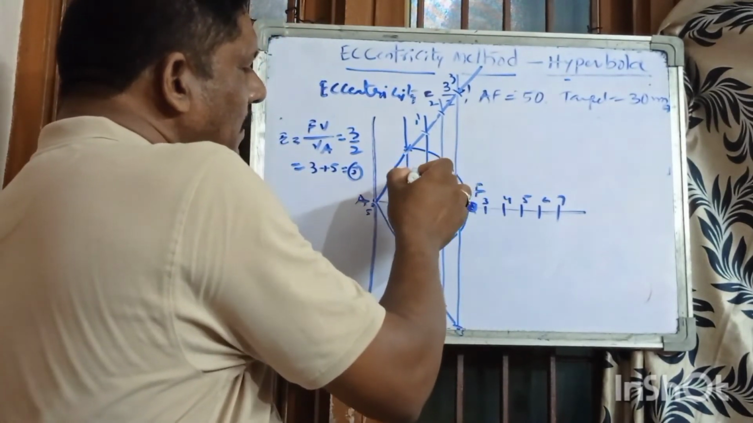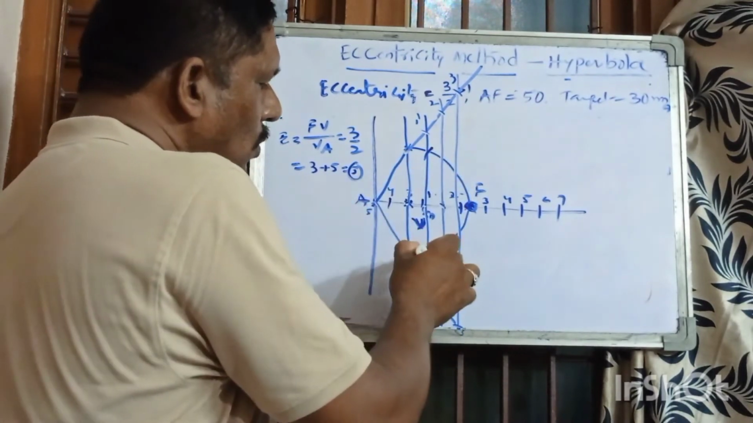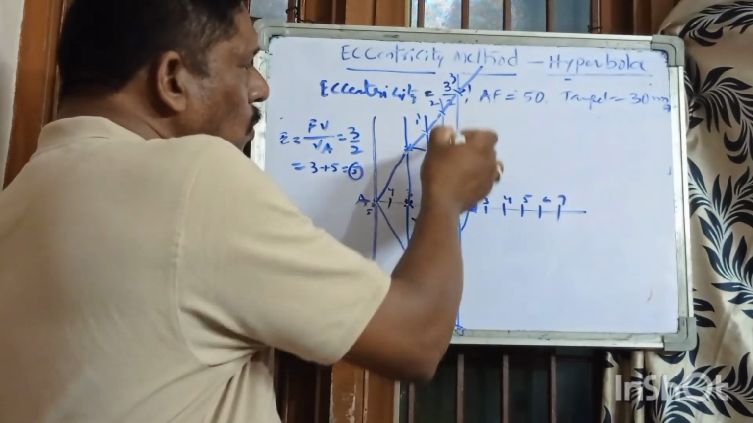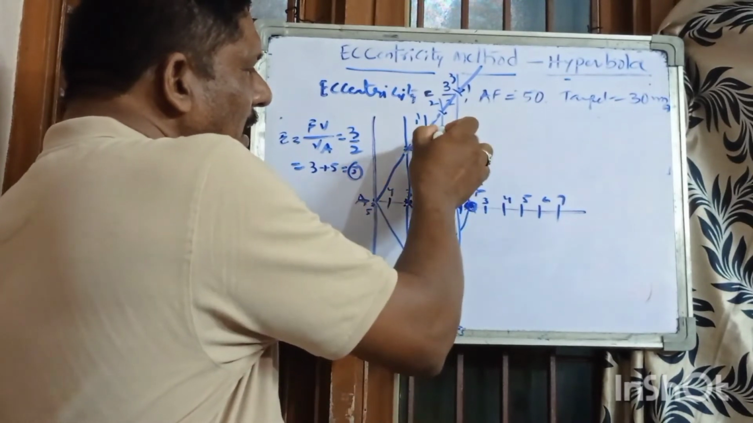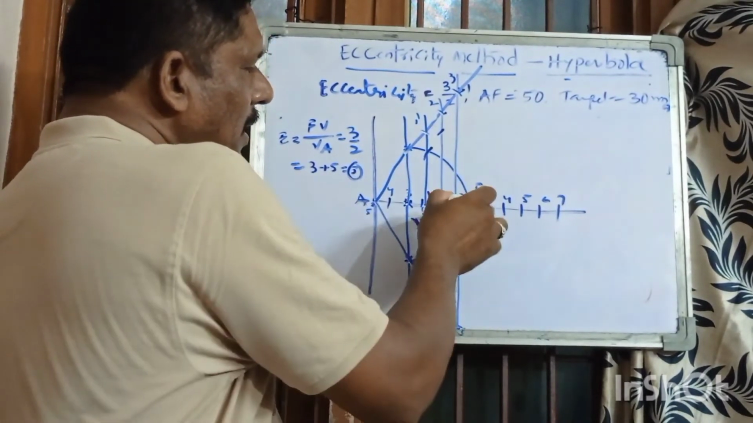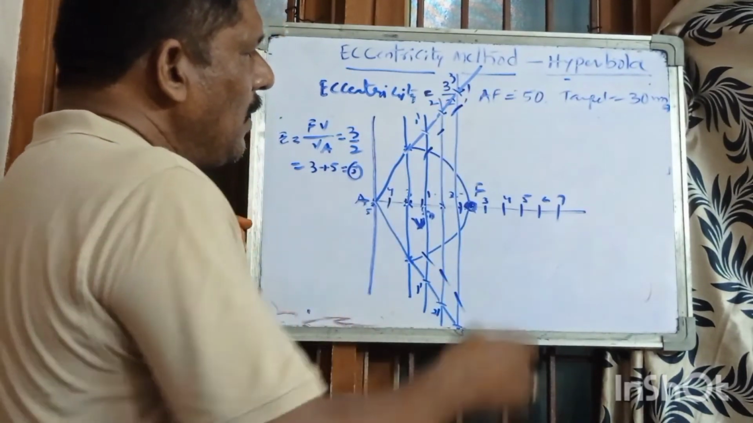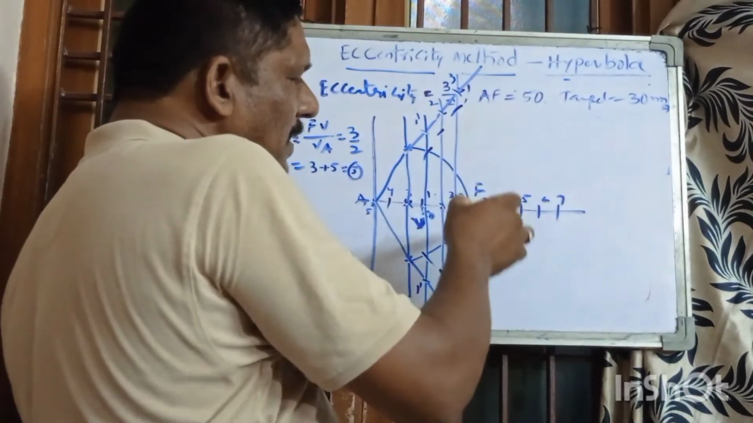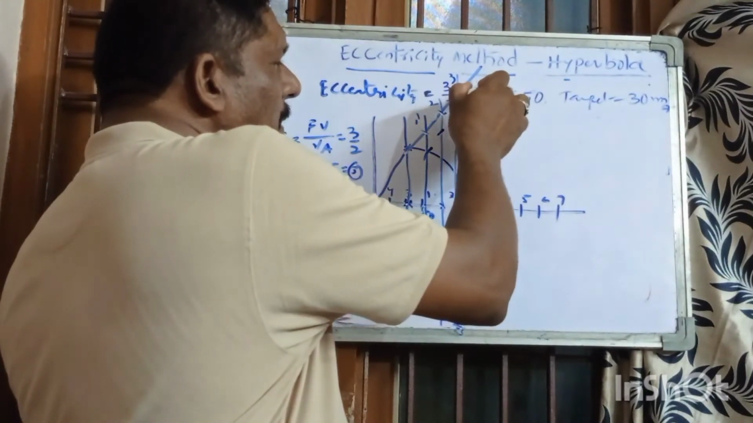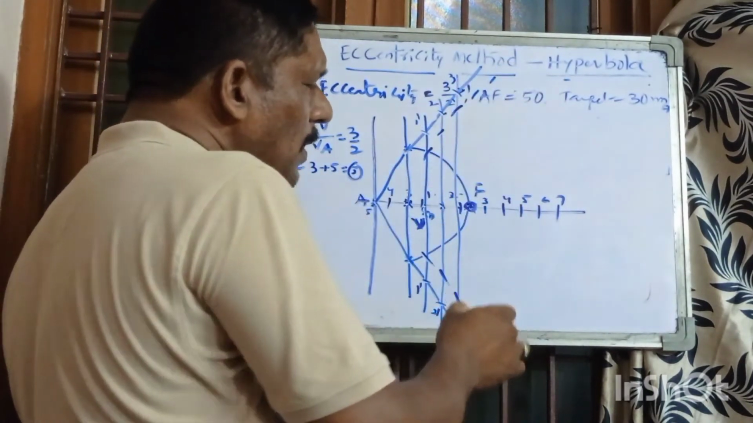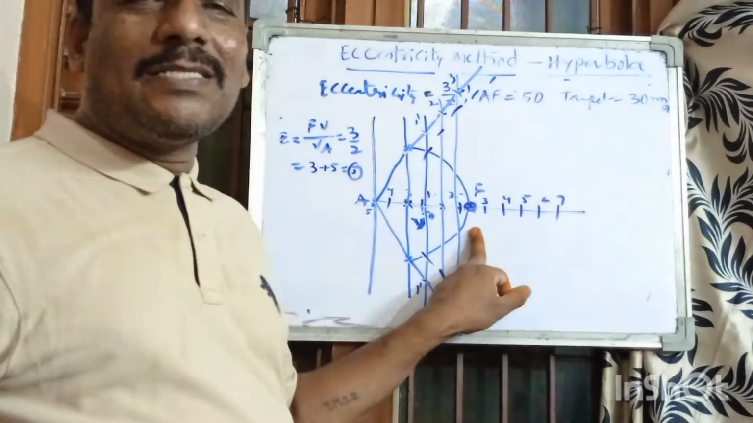Cut the first point on both sides. In the same manner, 2 to 2 dash is the radius, F is the center, cut the second point. 3 to 3 dash is the radius, F is the center, cut the third point. 4 to 4 dash is the radius, F is the center. Whatever it may be, the points will come. Always the focus is the center point.